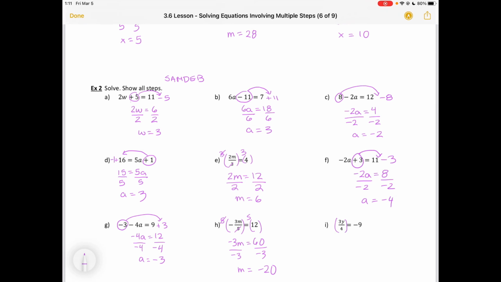Finally, example I, I'm going to multiply both sides by 4 first. Cancels out on my left-hand side. I'm left with 3y equals minus 36. And now I can divide both sides by the number in front of the y, leaves me with an answer of y equals minus 12.